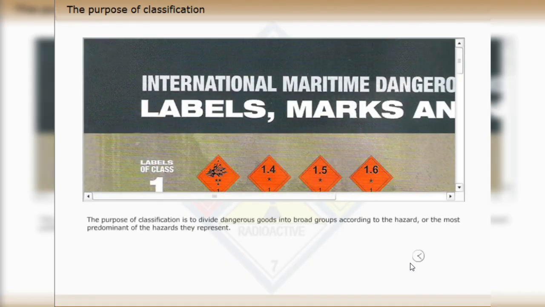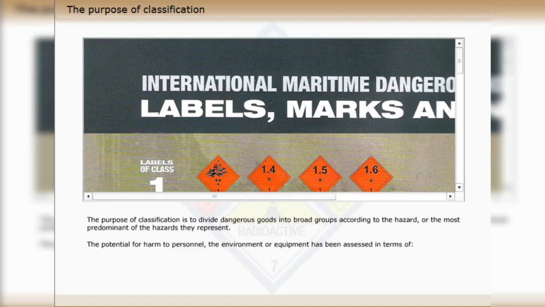The purpose of classification is to divide dangerous goods into broad groups according to the hazard, or the most predominant of the hazards, they represent. The potential for harm to personnel, the environment, or equipment has been assessed in terms of reactivity, flammability, toxicity, and corrosiveness.